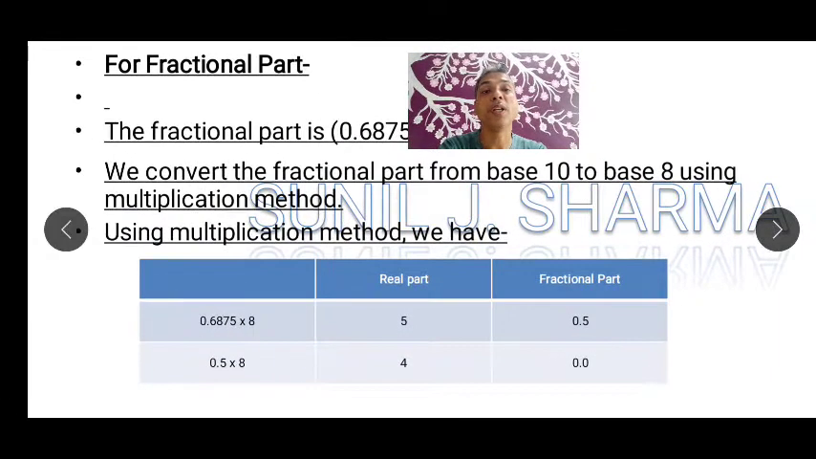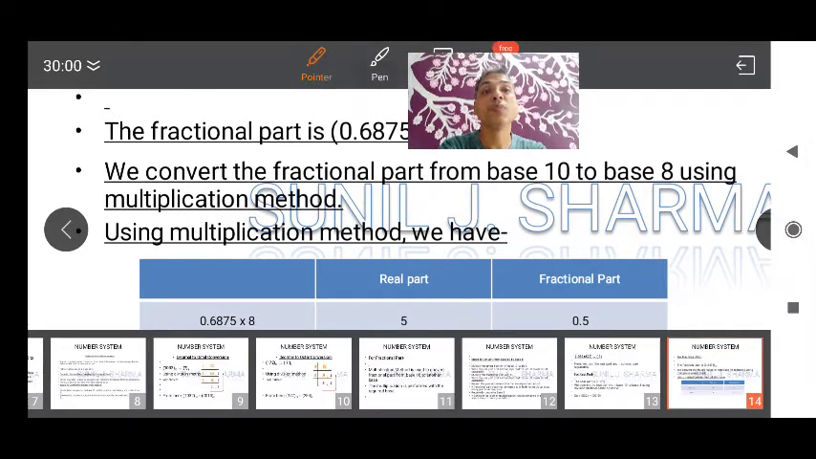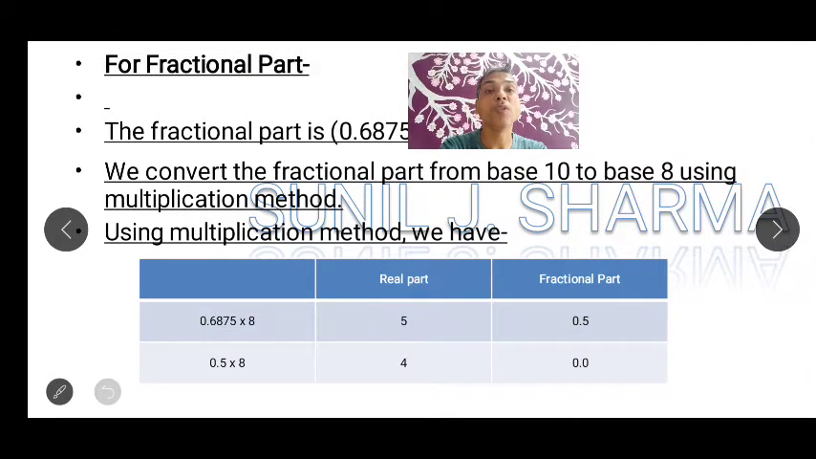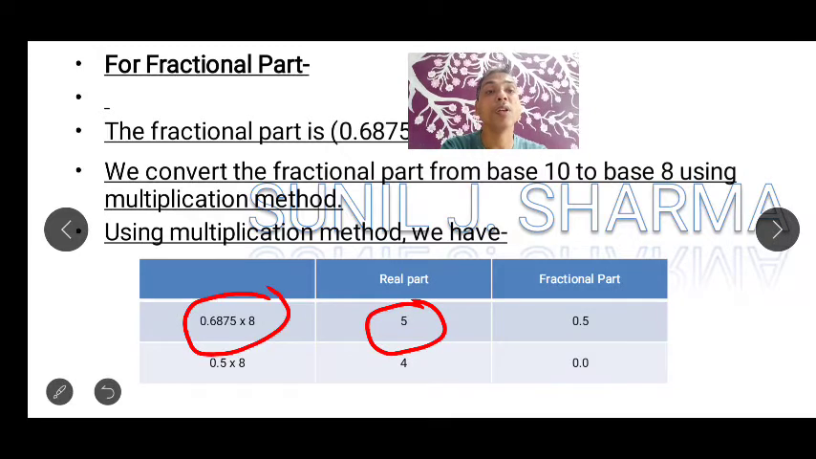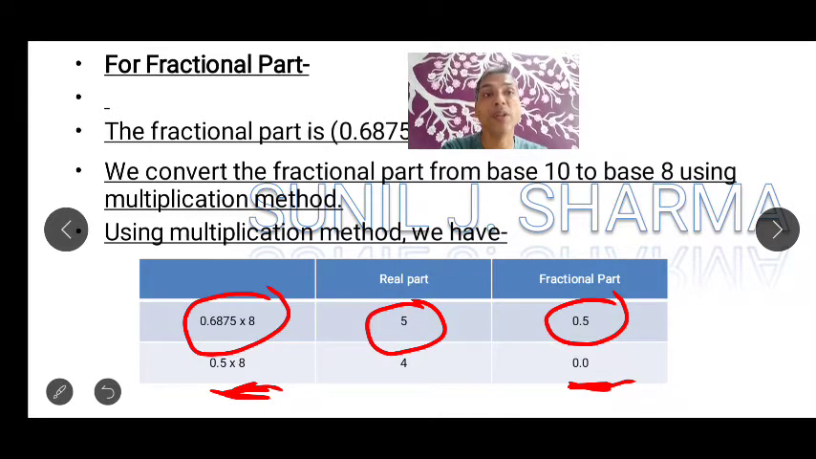So you have to just multiply. Now whenever you multiply this number by 8, you will be getting 5.5, but we have to take the answer as the real part. When you multiply, whatever fractional part is remaining, again you have to take it here and just multiply by 8. When you multiply, this will be 4.0. So this is the real part we have to consider, and right now we can stop here, because if we go ahead you will be getting 0 only.